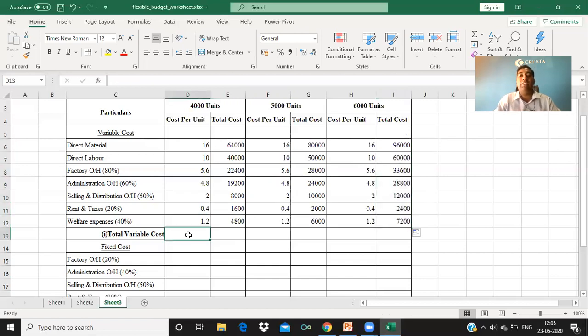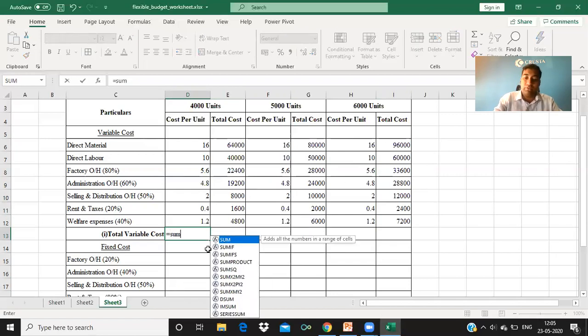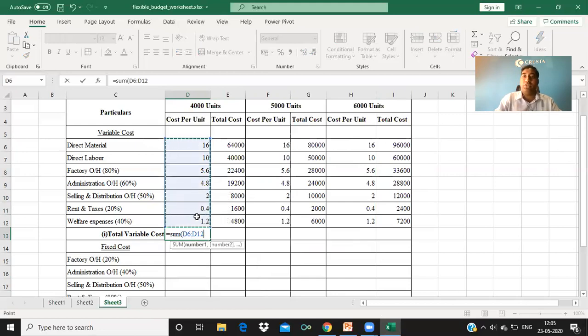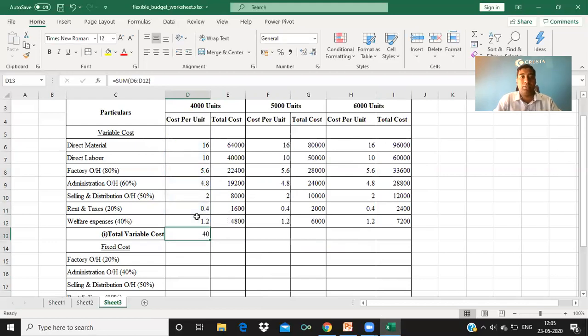The next is, after calculating all these things, we need to calculate the total variable cost. Total variable cost will be the sum of the different variable cost components. So it is 40, and I'm going to calculate for the remaining number of units also. So 40, 40, 40 has to remain the same, whereas the total cost is going to change, and it depends on the total number of units produced. Coming to the fixed cost.